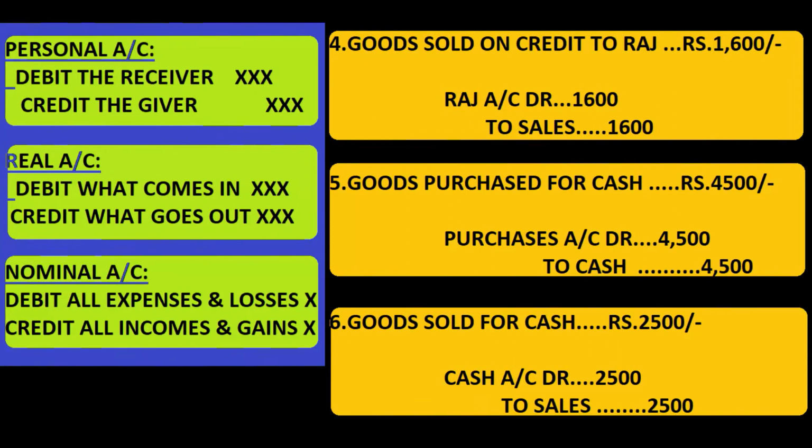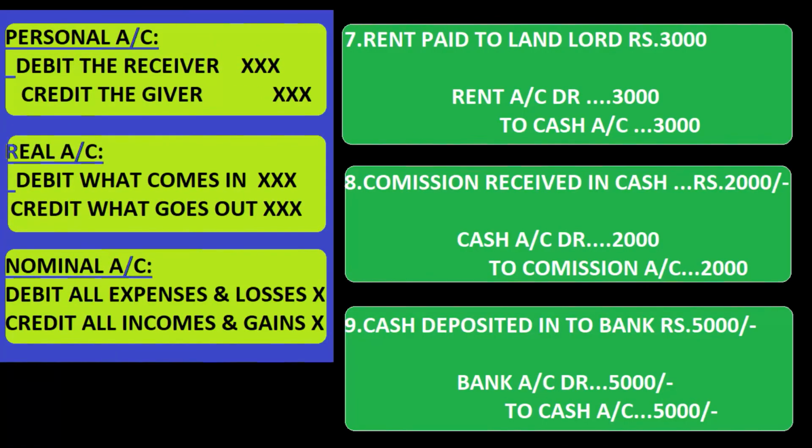What are the two aspects here? First one is goods went out. So goods is one aspect. Cash came into the business. Cash is the second aspect. So as per real account rule, cash account debtor to sales account, because debit what comes in, what came into the business, cash. Credit what goes out, what went out of the business, goods, that is in the form of sales. So credit sales account. The seventh transaction is rent paid to landlord rupees 3000.